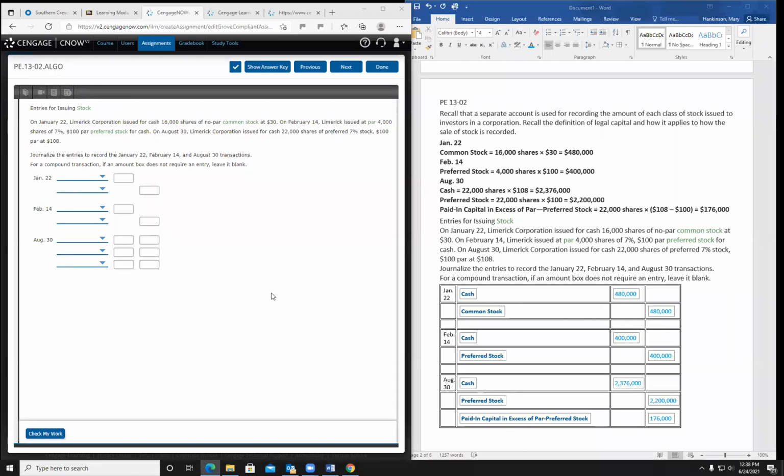All right, now in this problem, we are going to be looking at entries for issuing stock. So this is going to be very similar to the problem that we just did, so I'm just going to run through this really quickly. I've got my little calculations again, where you're basically taking the total number of shares and multiplying it by the issue amount. So in the first one, we increase our cash for the total sale price, and then we record the common stock.